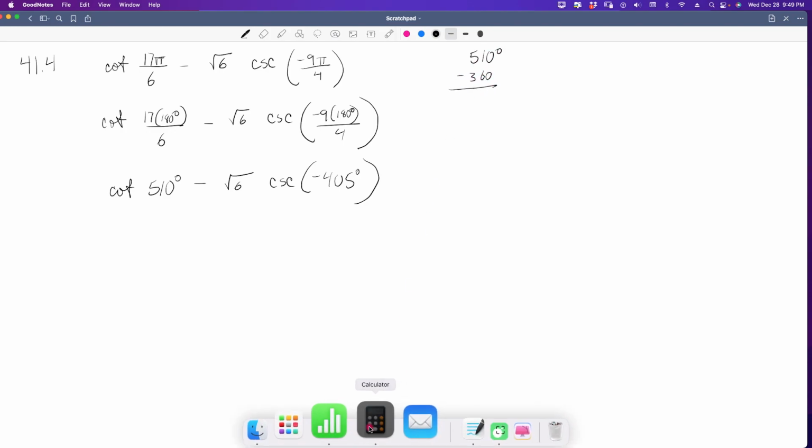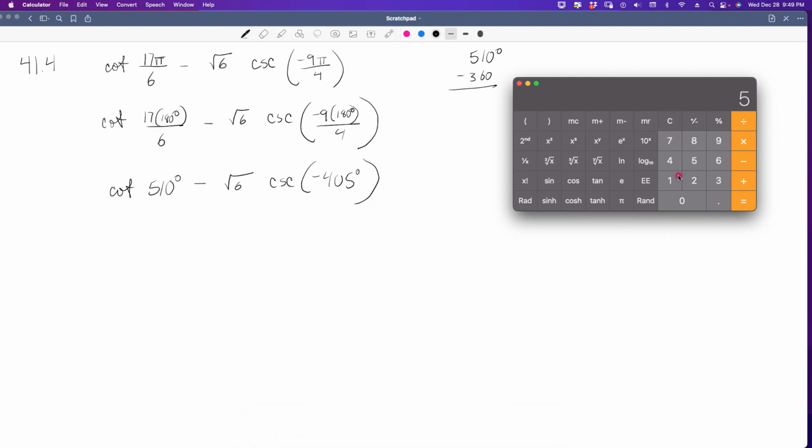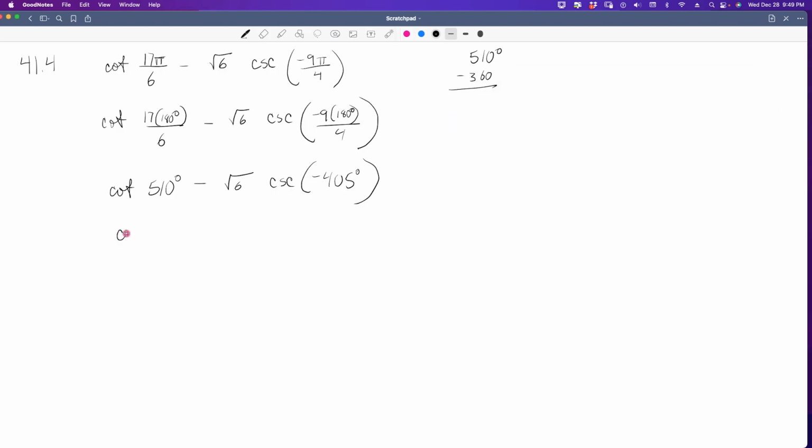I'm just going to pull up my calculator because that's a little faster. 150. So we have the cotangent of 150 degrees minus square root of 6 times the cosecant of, now this is 150. Now we have a -405. So I'm going to add 360 degrees here, and that is going to give me -45 degrees. I could actually do that one in my head, which is awesome. So -45 degrees is where we are with this one.